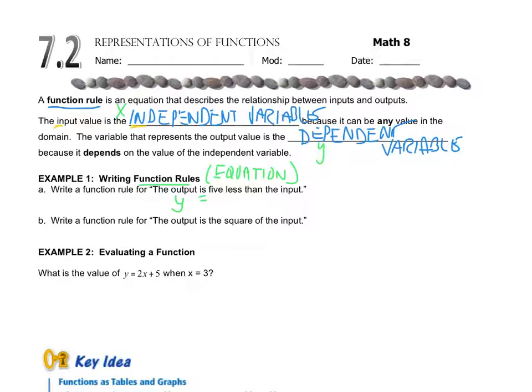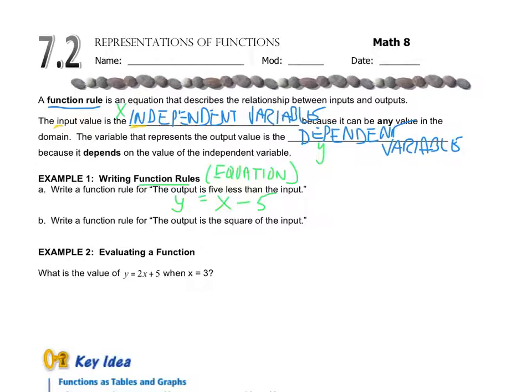5 less than the input. So you've got to be careful on the "less than." The less than is subtraction. Lots of times we see 5 minus, but in this case, it's the input minus 5. 5 less than the input. So the input would be our x value, less than is minus, and then the number 5 for the word 5. So there's my function rule, or my equation: y equals x minus 5.